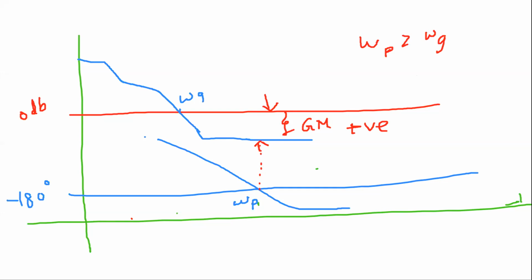Now coming to the phase margin, what you have to do, come down from omega g, touch your phase plot. So from minus 180 to this, okay? This is nothing but your phase margin in angle, okay? And this is positive. So you have to remember phase margin positive. How to find the phase margin and how to find the gain margin.